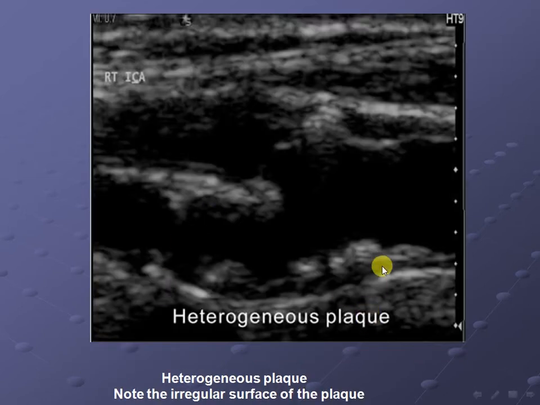Well, you can see here this plaque, it's a heterogeneous plaque. There is an irregular surface of the plaque. There are multiple irregularities at the surface of the plaque. It might be just partially calcified. We need further evaluation, further images to decide that. But this plaque is definitely an irregular plaque. Okay?